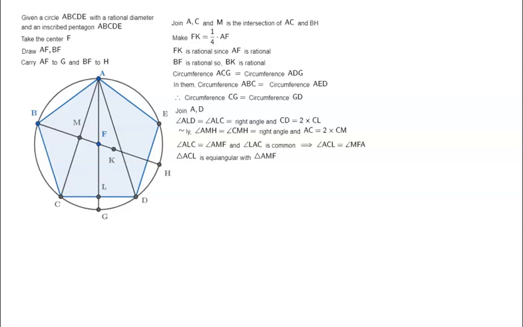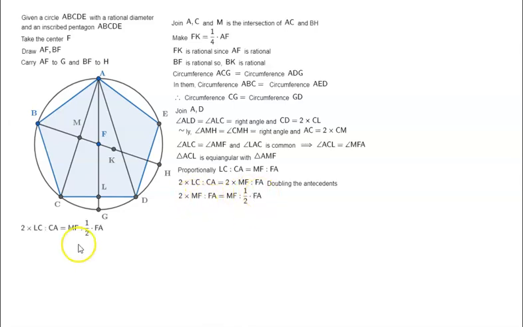And since they are equiangular, sides about the equal angles are proportional. That is, LC is to CA as MF is to FA. Let's double the antecedents, that is LC and MF. So 2 times LC is to CA is equal to 2 times MF is to FA. But 2 times MF is to FA can be written as MF is to half of FA. So 2 times LC is to CA is equal to MF is to half of FA. Now we are going to halve the consequents, CA and FA. So 2 times LC is to half of CA is equal to MF is to 1/4 of FA.